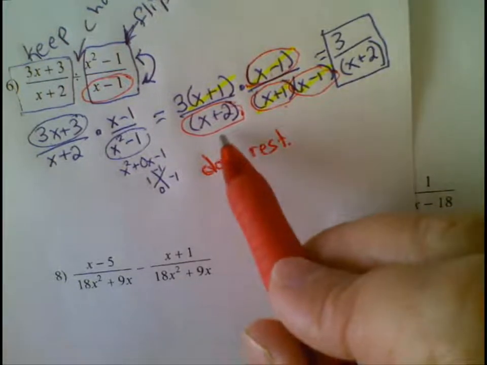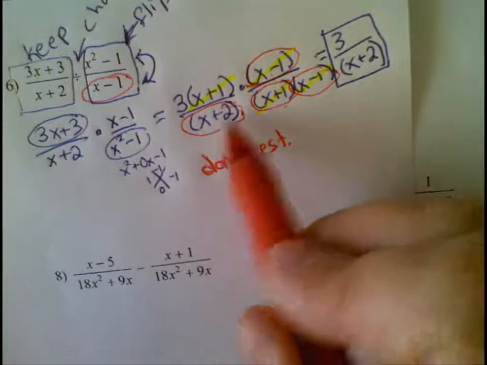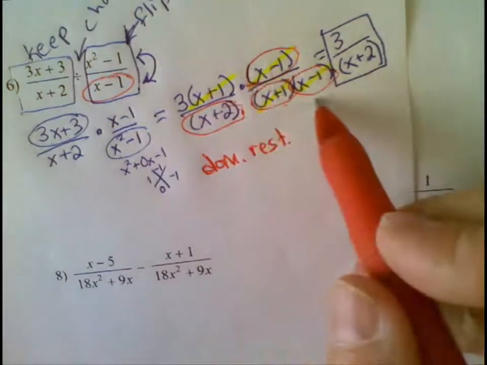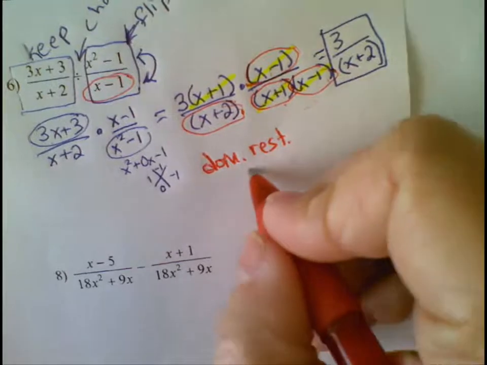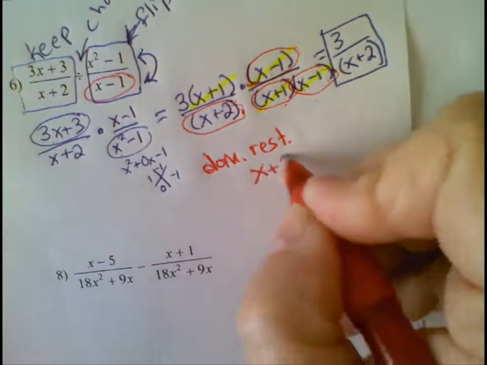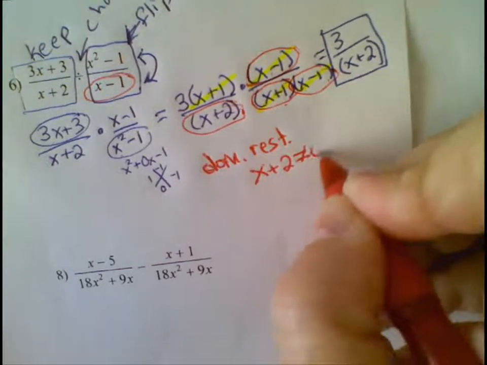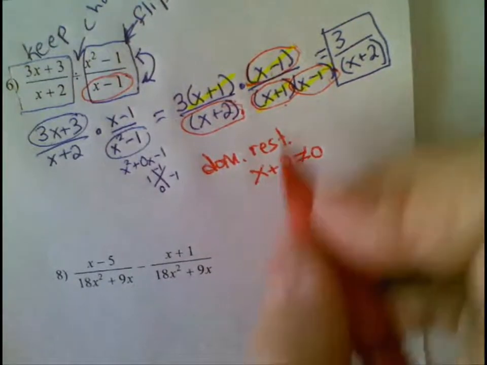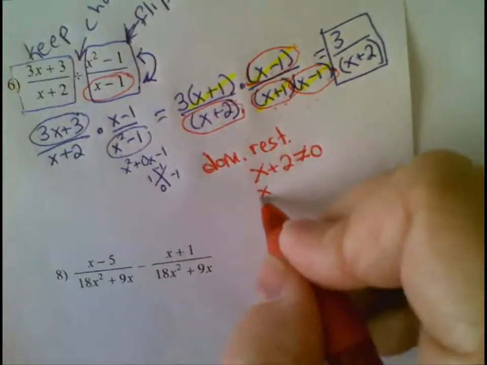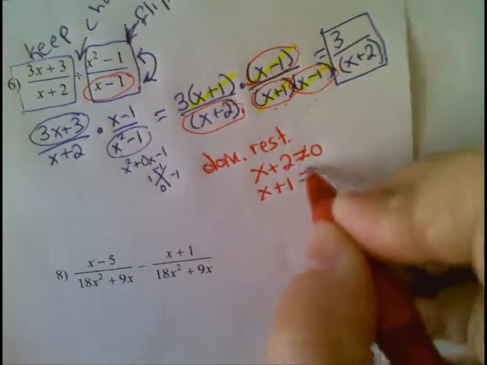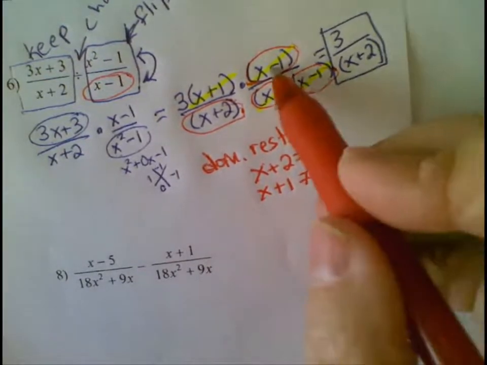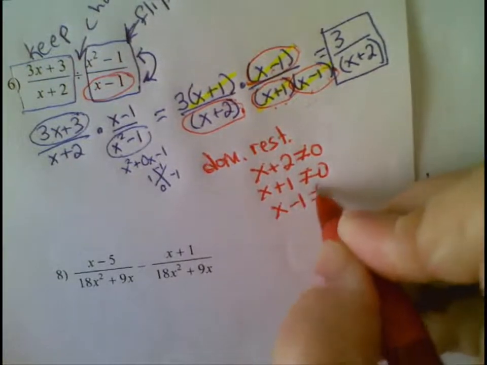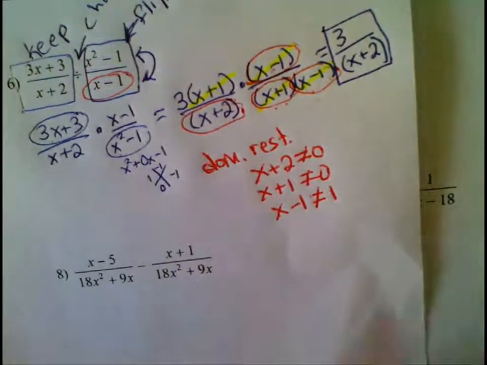But you always have to remember for a division problem to check the denominator of the first fraction and the entire second fraction. All right, so let's just list what we've got. We've got an x plus 2. That, of course, can't equal 0, or we have a divide by 0 error. So we've got that. We've got our x plus 1 not equal to 0. And then x minus 1, we have a couple different places, but we only need to list it once.